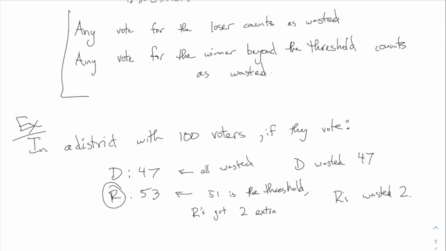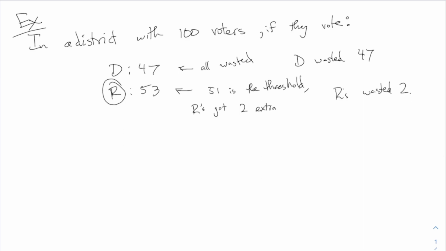This is how you count the wasted votes. Any vote for the loser is wasted, plus any vote for the winner above the threshold is wasted. So in this case, the loser wastes a lot more, which is what you would expect. The loser is the one who lost, so all of their votes are going to be wasted. And the winner is probably getting just a few extra, and so they don't waste a lot.